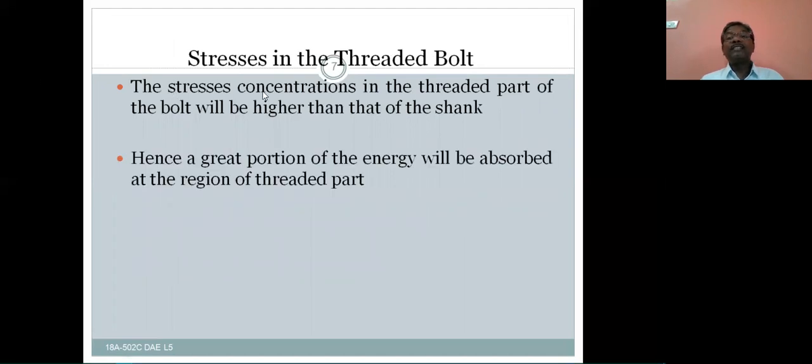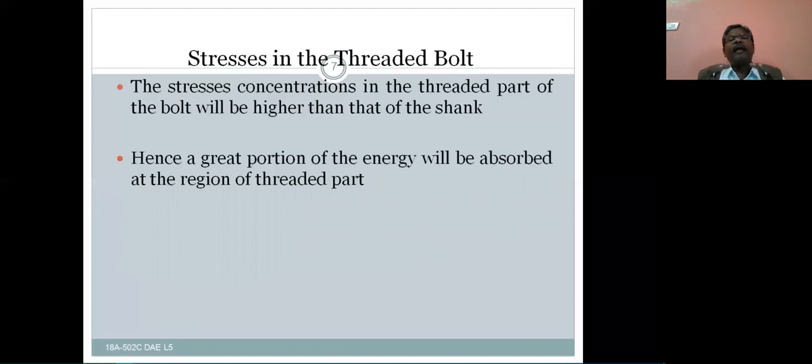So the stress concentrations in the threaded portion of the bolts will be higher than that of the shank. The stresses are concentrating at the threaded portion only, but not on the shank part, because the shank part is the stronger part when compared to the threaded portion. That's why the stresses are concentrated at the threaded part only, on the root diameter.